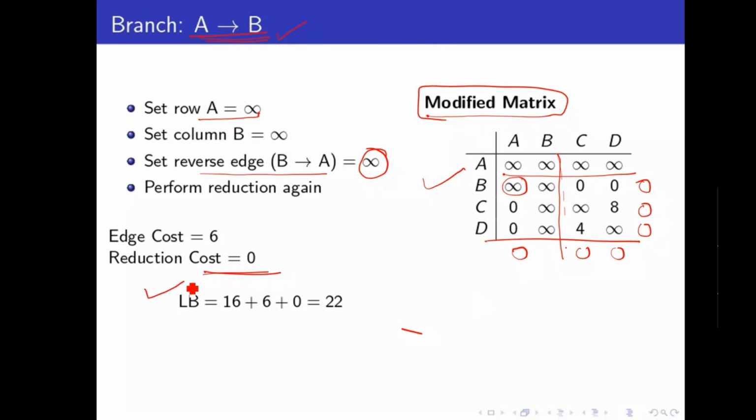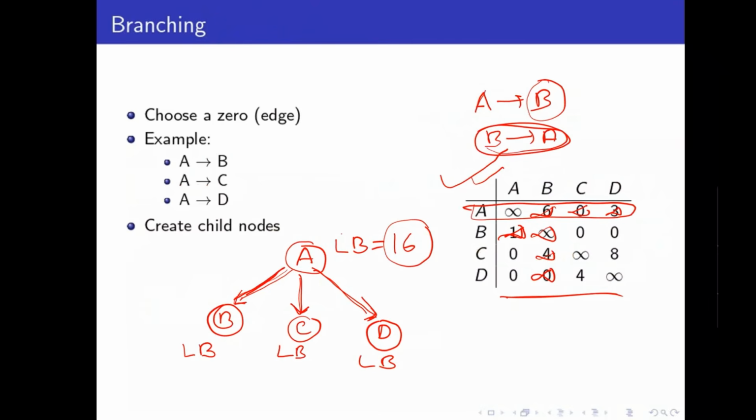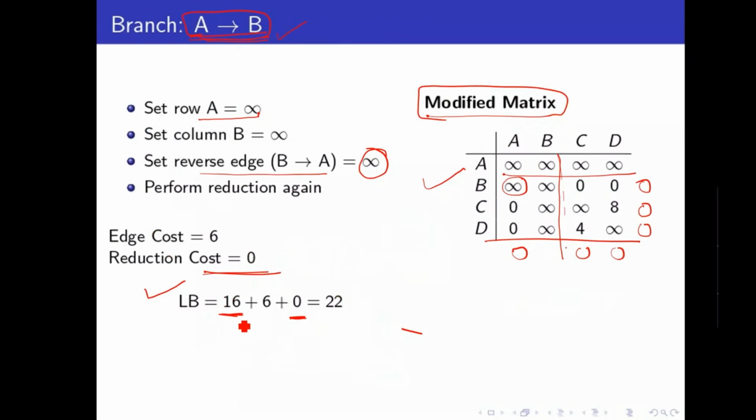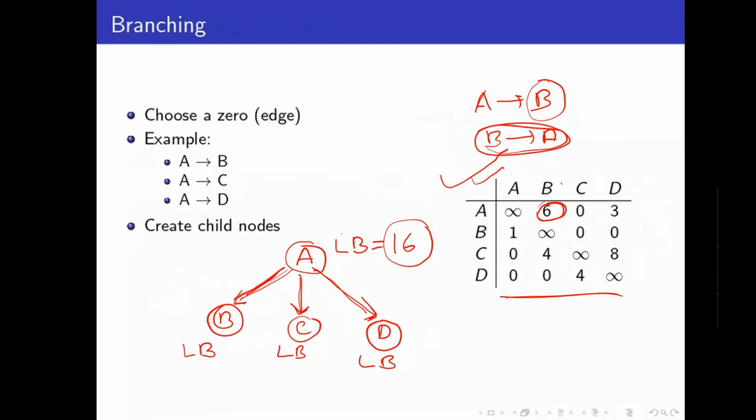Right. Now we'll calculate the lower bound for this node. How much will it be? Parent lower bound was 16. Reduction cost is 0. Now we'll check the cost of the edge A to B in the parent matrix. A to B in the parent matrix, how much was it? A, B, cost is 6. So we'll get 16 plus 6 plus 0, total is 22. This way we'll calculate lower bound for every node. So lower bound here we got 22.